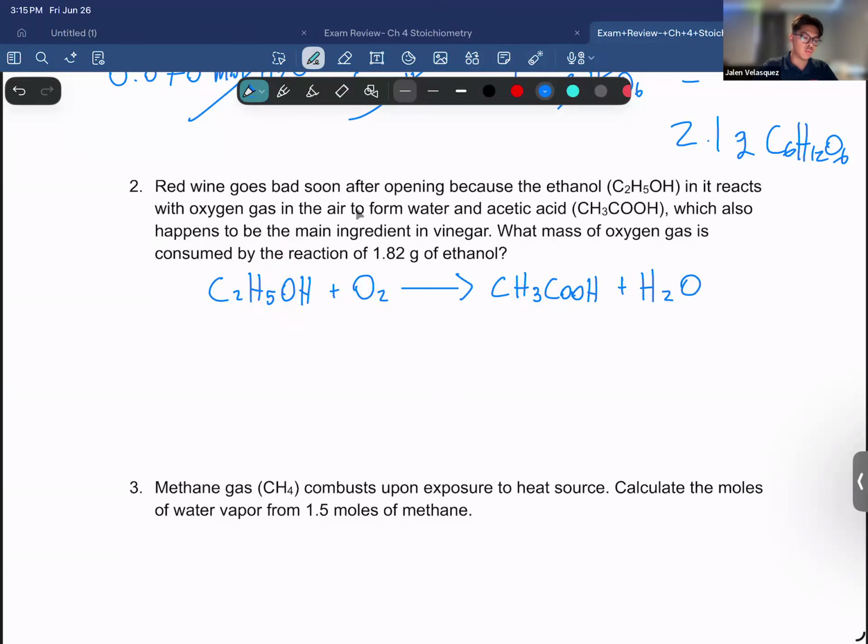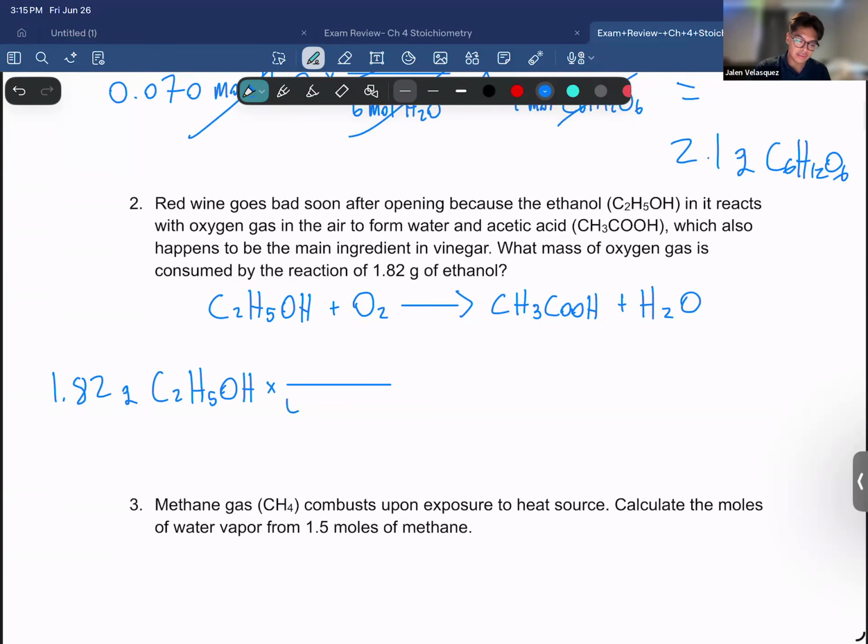So we start here with 1.82 grams of ethanol. Okay. Again, we have to convert that into moles, right? So to go from grams to moles, we have to divide by molar mass. So the molar mass is 46.07 for 1 mole of ethanol.